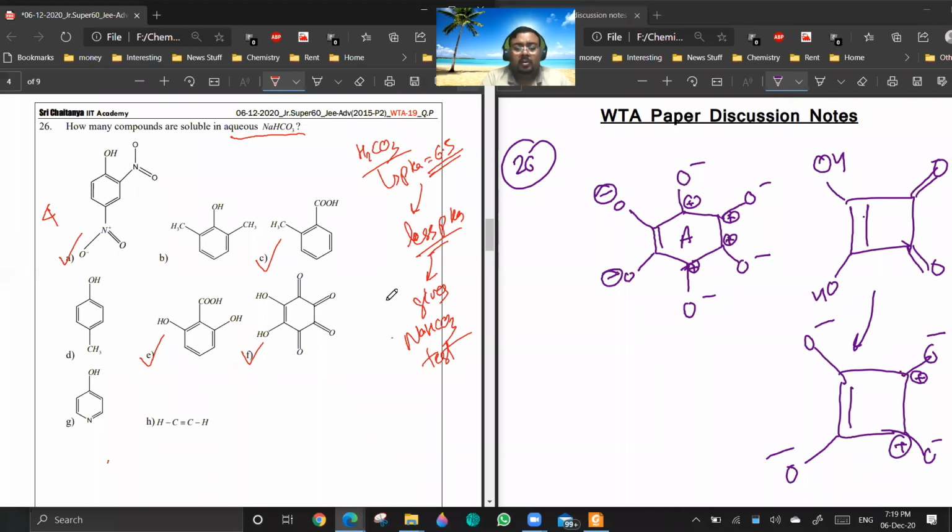Let me just check the pK of ethane. Yeah, the pK of ethane is 25, not 15. It's 25. Are you getting a point? Water is having a pK of, I think, 16 or 18, something like 16, I think. So ethane is less acidic than water. pK of water.